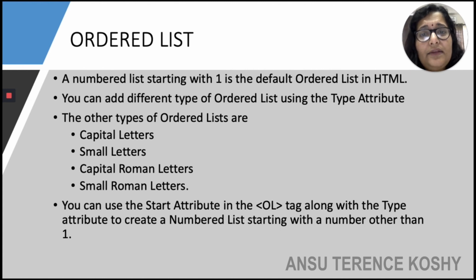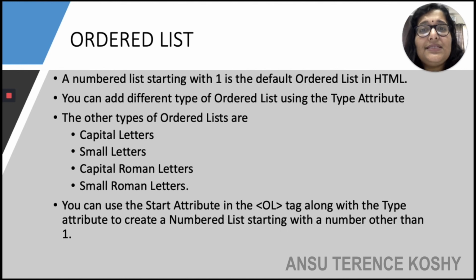You can add different types of ordered list using the type attribute. The other types of ordered list are capital letters, small letters, capital Roman letters, and small Roman letters. I will be showing you in a demonstration in the next video, but until then, please understand there are different types of ordered list. They are capital letters ordered list, small letters, capital Roman letters, and small Roman letters.